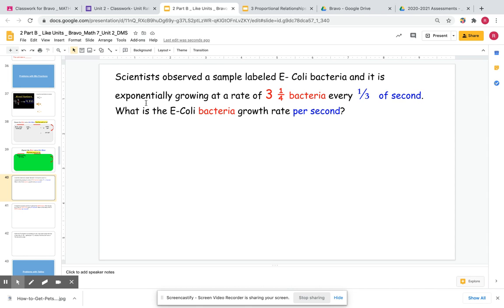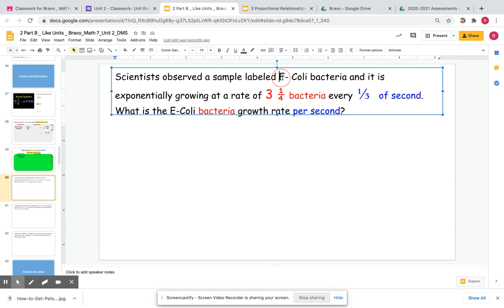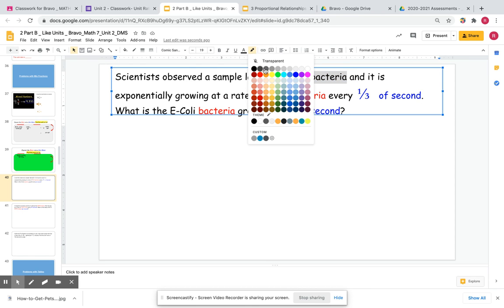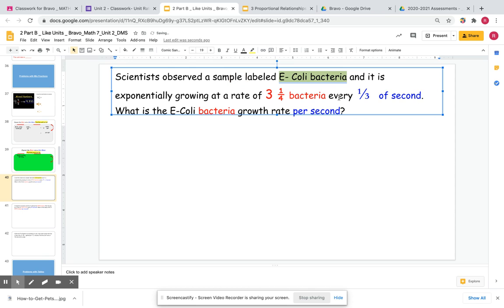Okay, so I hope you had a chance to read this by yourself. And my question to you was, what is this story about? Go ahead and write it down on a piece of paper. Great. Now, go ahead and respond to me. What is this story about? I hope you were able to identify this story is about the E. coli bacteria. It's talking about a specific type of bacteria, and scientists are observing that it has a specific growth rate for a specific time.